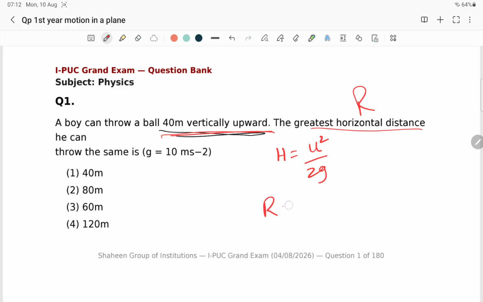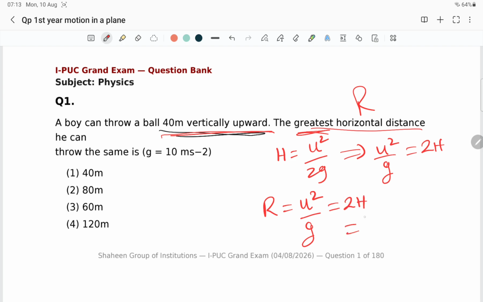R can be written as, for maximum, he is saying greatest, u square sine 2 theta by g. So that becomes u square by g again. Horizontal greatest he is asking, so theta 45 has to be considered. So u square by g has to be found. From this, u square by g is nothing but 2 times h. H is already given, so h is 40. So 2 into 40, that is 80 meter. That will be your first answer.